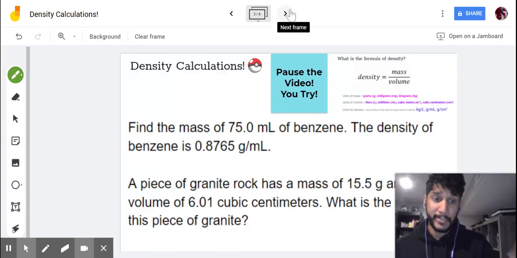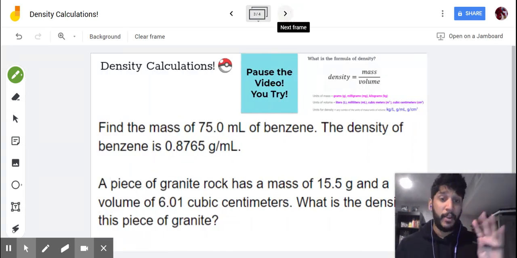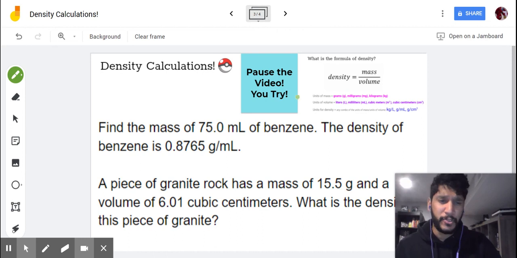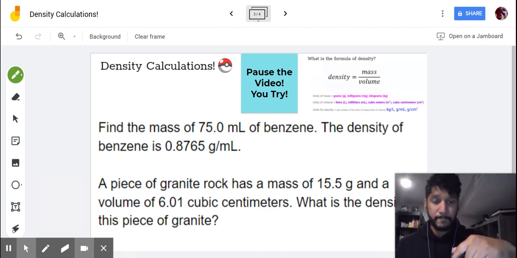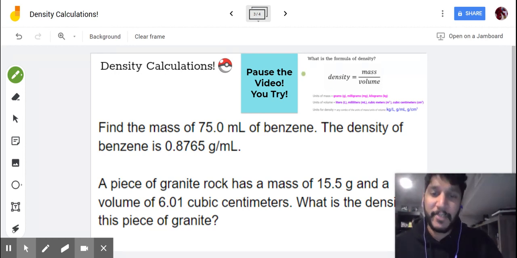All right, problem number 3 and 4. Oh my goodness, pause the video and you try. I want you guys to pause the video and try these 2 problems. For the first one, try looking for the mass. For the second one, try finding the density. So pause it. Hopefully you paused it. Well, welcome back if you did.